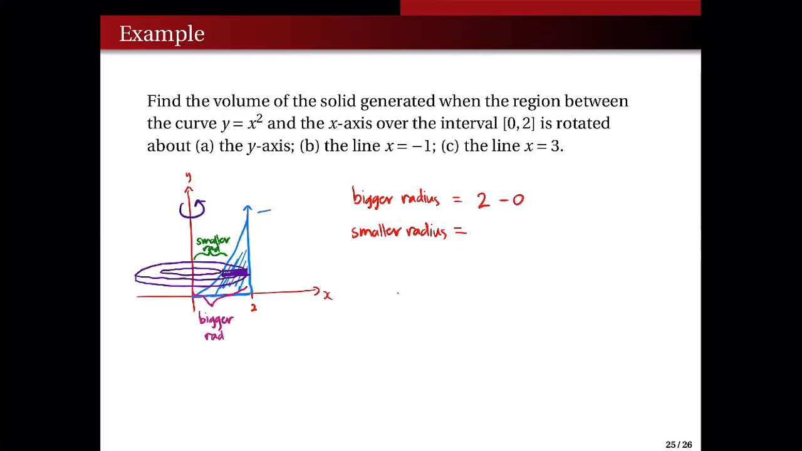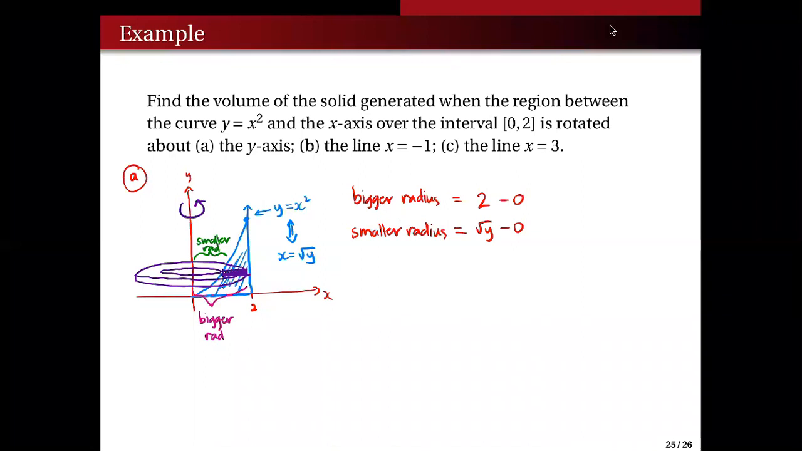So in here you've got y equals x squared, but this is the same as x equals the square root of y. And we only take the positive side because we are just interested in the interval 0 to 2. So the smaller radius will be square root of y minus 0.